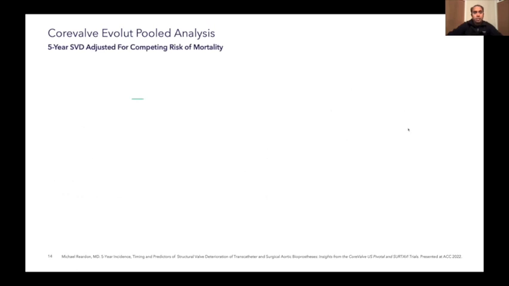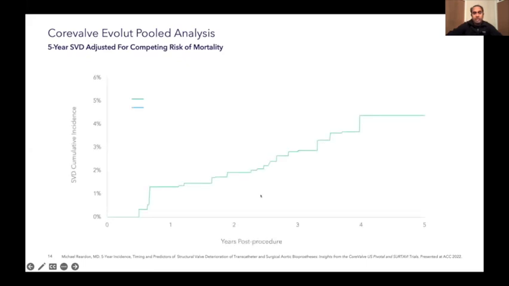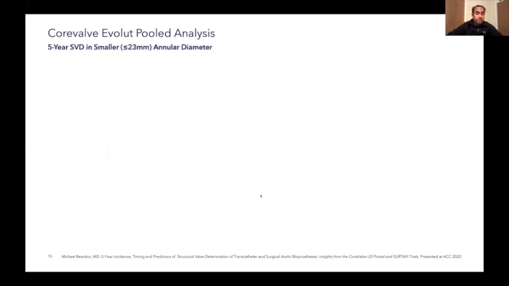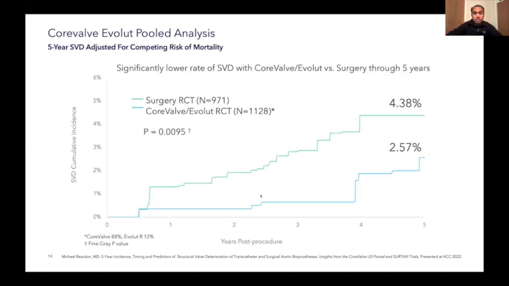So when we look at the pooled analysis for 5-year structural valve deterioration, adjusted for a competing risk of mortality, you can see here that out to 5 years, the supraannular platform did significantly better than surgery in the randomized controlled trial data. So significantly lower rate of structural valve deterioration with CoreValve and Evolut versus surgery through 5 years. When we pick that apart a little bit more, the largest benefit appears to be in the smaller annular diameters and ranges. So looking here, this is what drove most of the statistical significance.